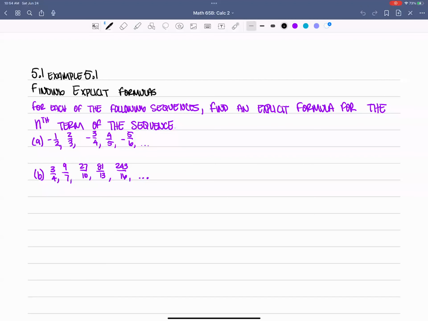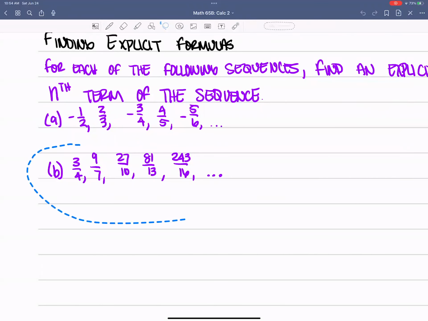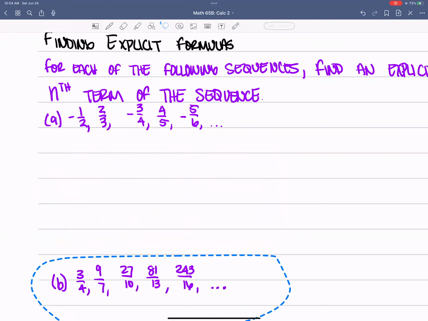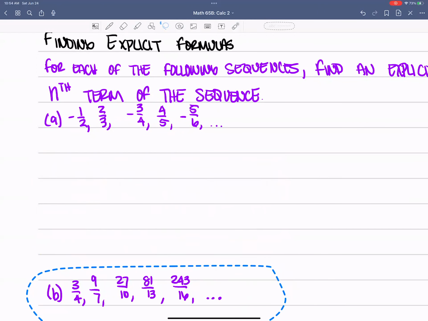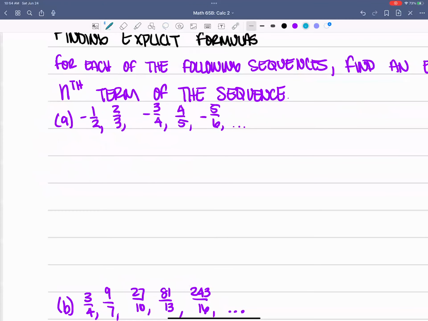Chapter 5, Section 5.1, Example 1, Finding Explicit Formulas. So for each of the following sequences, find the explicit formula for the nth term of the sequence. Here we're not looking at summation or anything, so that's the difference between sequence and series. This one's just a sequence of numbers that we're looking for a general term for, or like a definition. So let's see what we have here.